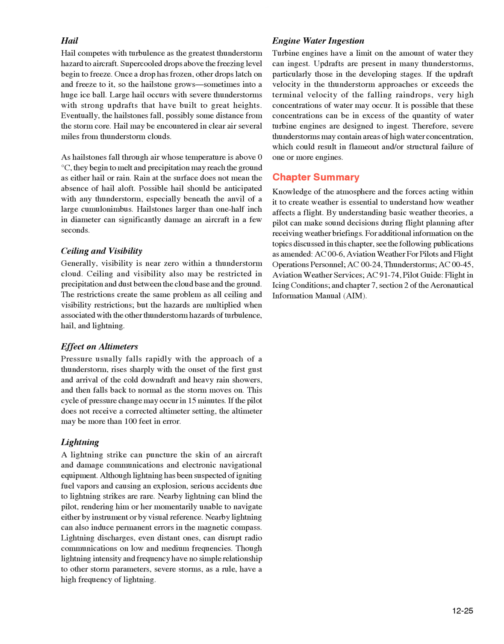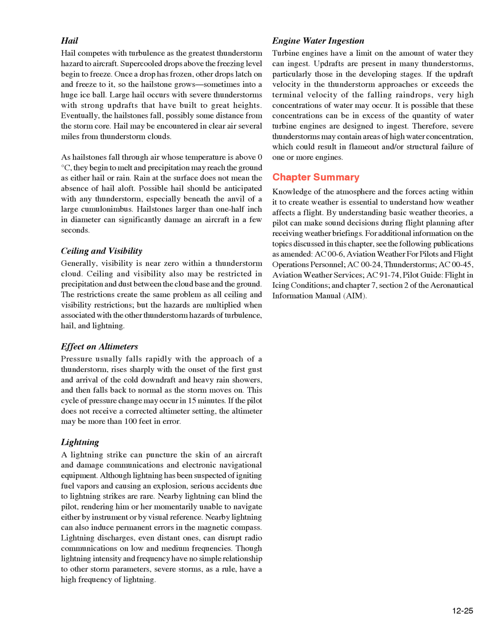Effect on altimeters. Pressure usually falls rapidly with the approach of a thunderstorm, rises sharply with the onset of the first gust and arrival of the cold downdraft and heavy rain showers, and then falls back to normal as the storm moves on. This cycle of pressure change may occur in 15 minutes. If the pilot does not receive a corrected altimeter setting, the altimeter may be more than 100 feet in error.